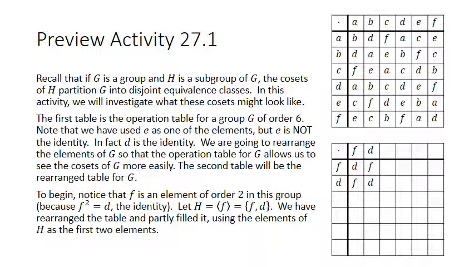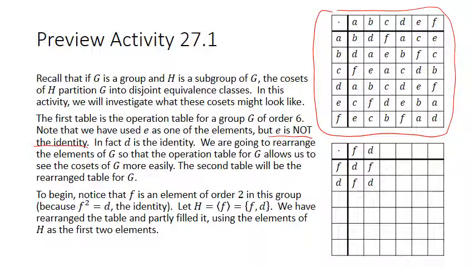The first table up here is an operation table for a group G of order 6. Notice that we're using the first 6 letters of the English alphabet to be the 6 elements, but that does not mean that E is the identity. In fact, E is not the identity. You can figure out which element is the identity if you look at the operation table, and it's actually D. So D is the identity. That's the one that when you multiply by it, it doesn't change what you multiplied by.